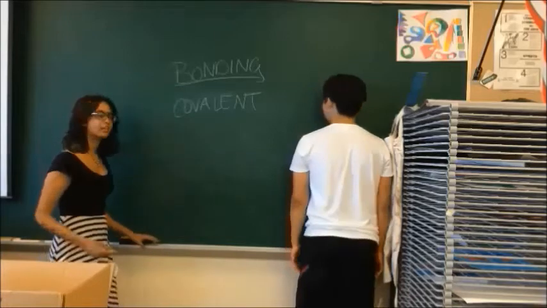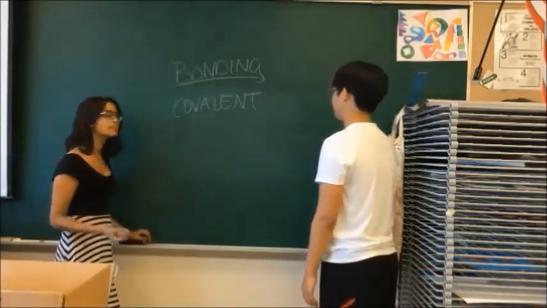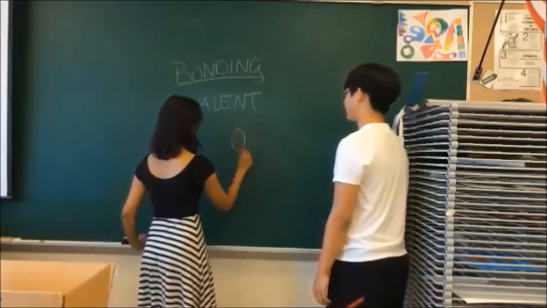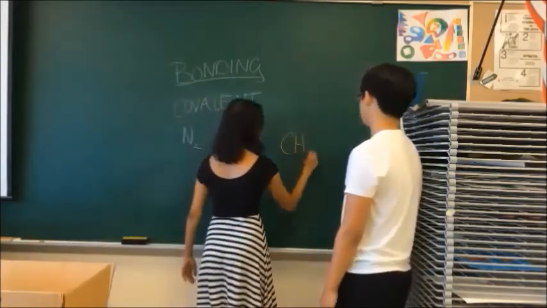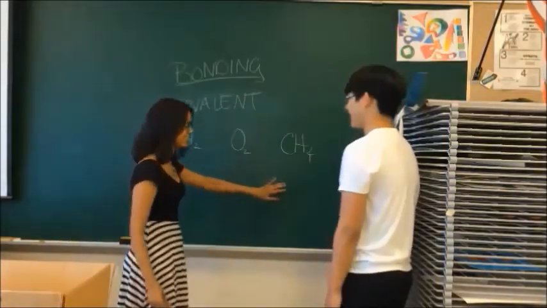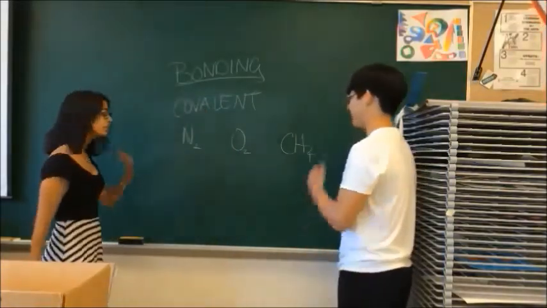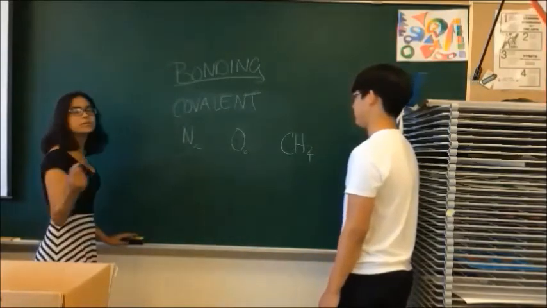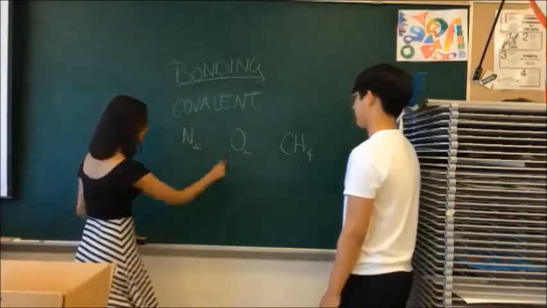Covalent bonding is a sharing of electrons between two nonmetals. Like, diatomic nitrogen has a covalent bond. Diatomic oxygen has a covalent bond. And CH4, methane, also has a covalent bond. However, the bonds in these are actually quite different. We'll start with the basics of the covalent bond.